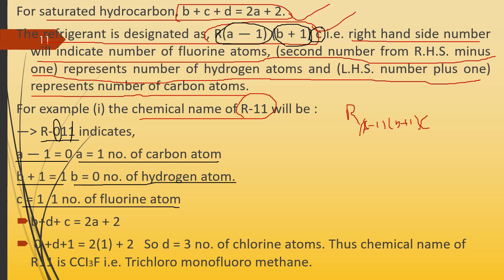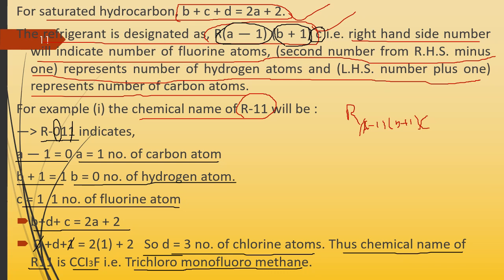Now what do we have to do? We have to use B plus D plus C equals 2A plus 2. B value is 0, D value is not known to us, C value is 1, equal to 2 into 1 plus 2. So D equals 3, that is the number of chlorine atoms. So the chemical formula of R11 is CCl3F, that is trichloromonofluoromethane. I hope it is very much clear to you. We have found out the chemical name of R11.